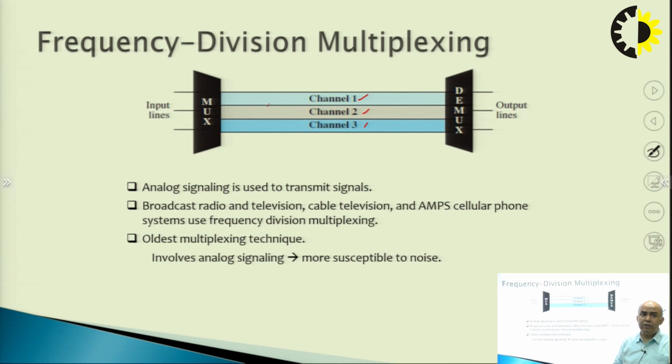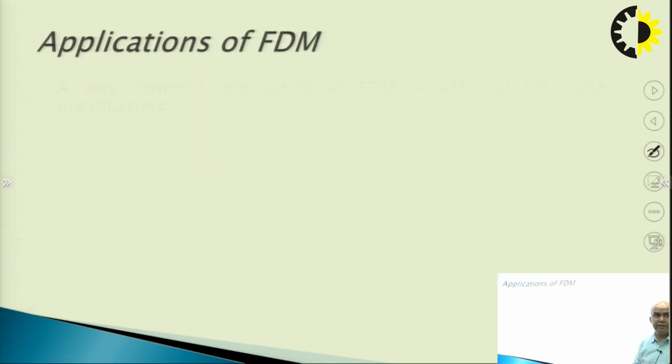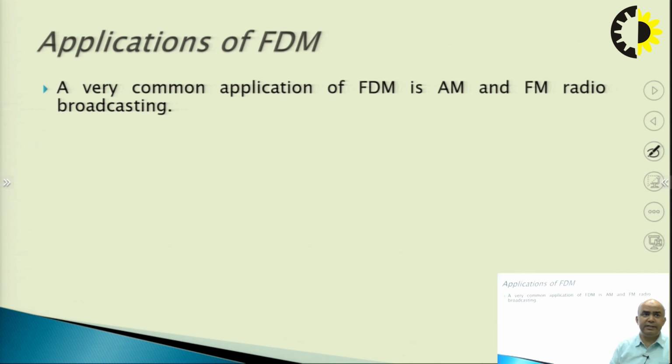Analog signals are used to transmit the signals. Generally, it is used for broadcasting radio, television, cable television, AMPS, and cellular phone systems used for frequency division multiplexing. This is one of the oldest multiplexing techniques, which involves analog signals, as these are susceptible to noise. As I told you, there are various applications.